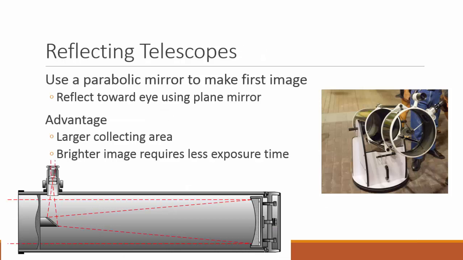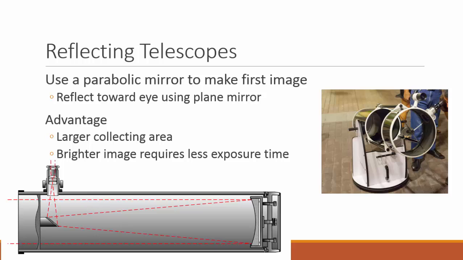A reflecting telescope makes that very first image with a mirror. So instead of making the first one with a lens, as your objective was in the first case, here your objective is a mirror. The advantage of it is that it has a much larger collecting area. It's much easier to make a very, very large mirror than it is to make a very, very large lens. And the size of that lens or mirror determines the amount of light that is coming in. If you're looking at something very, very dim, like a very distant star, you need all of the light you can in order to make an image.